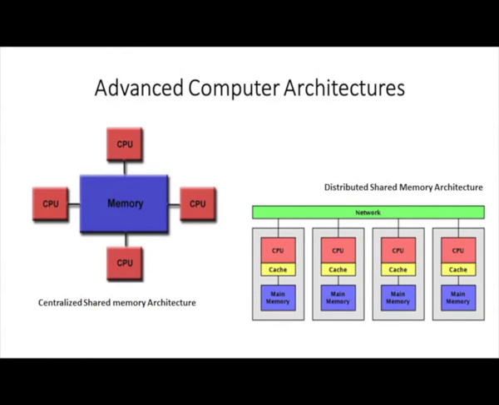On the right you can see another architecture of an advanced computer system, which we call the distributed shared memory architecture, wherein we have multiple CPUs and each CPU has its own main memory. Even though each CPU has its own main memory and cache memory, the operating system treats this distributed memory as a shared one and uses an interconnection network to coordinate between the workings of different CPUs. These two architectures are most prevalent in today's advanced computer architecture.